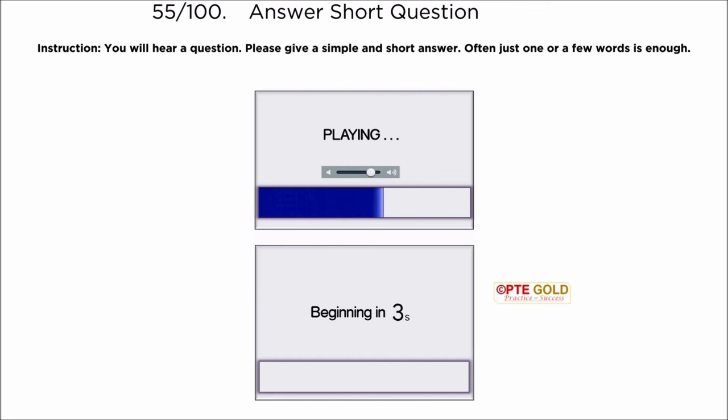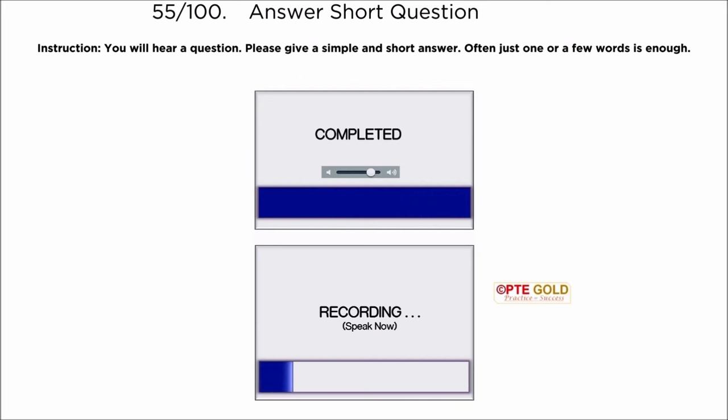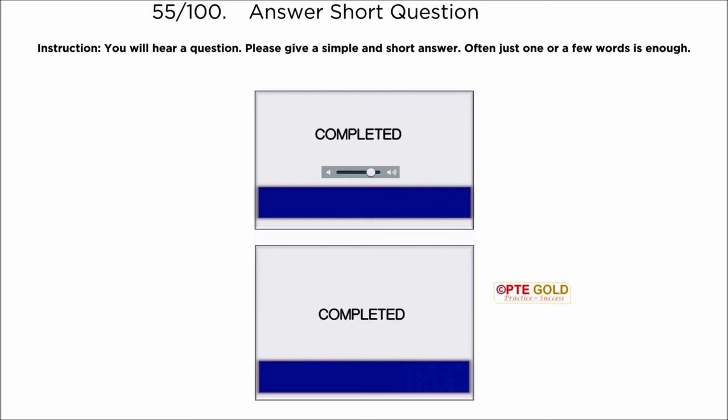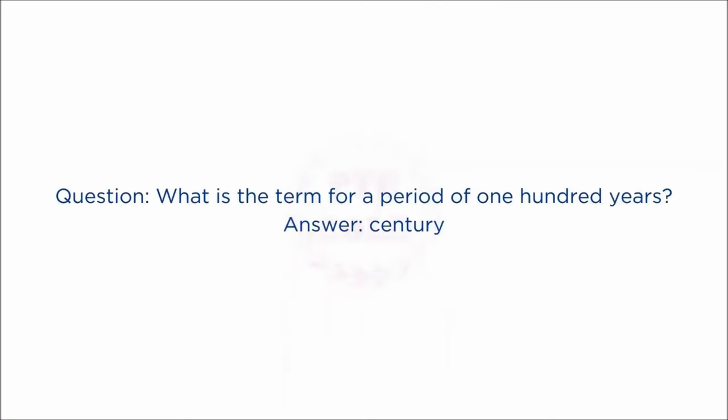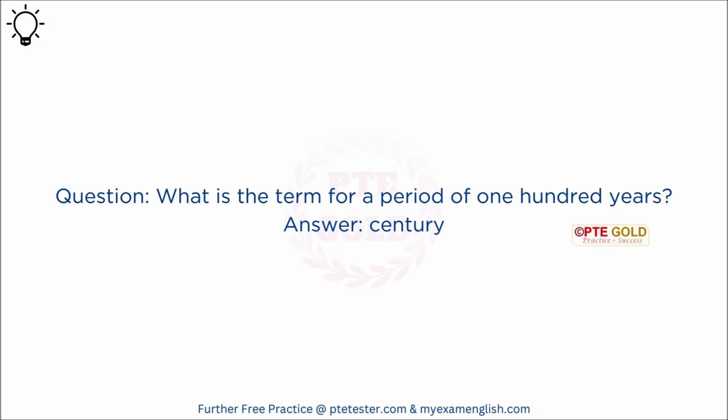What is the term for a period of 100 years? Century.